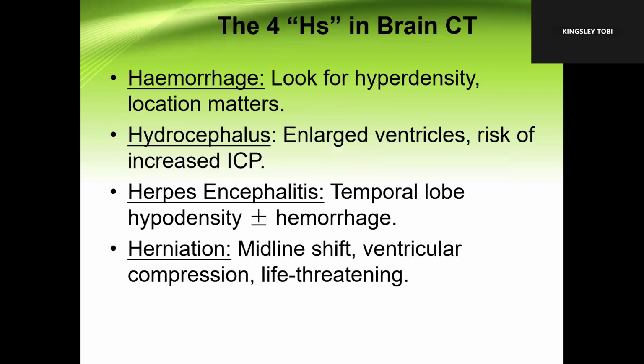So there are 4 H's in brain CT you want to look out for immediately. You want to look out for hemorrhage, all right? You want to look out for hydrocephalus. You want to look out for herpes encephalitis, where you see hypodensity in the temporal lobe, plus or minus hemorrhage. And you want to look at herniation. Is there any midline shift? Is there any ventricular compression? And don't forget herniation. Sometimes when the neurosurgeon comes and says, I need to evacuate this hematoma, this patient is going to go on, all right, you will see evidence of herniation, whether uncal herniation or any other one.